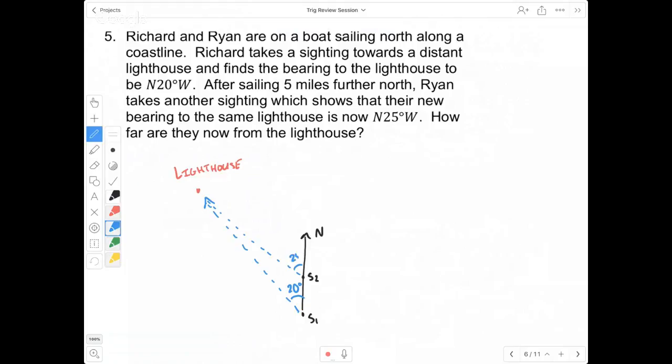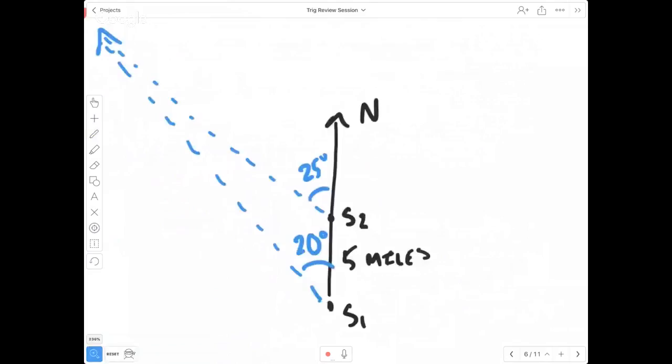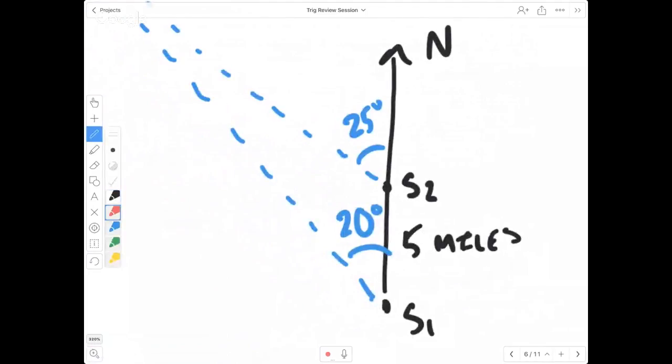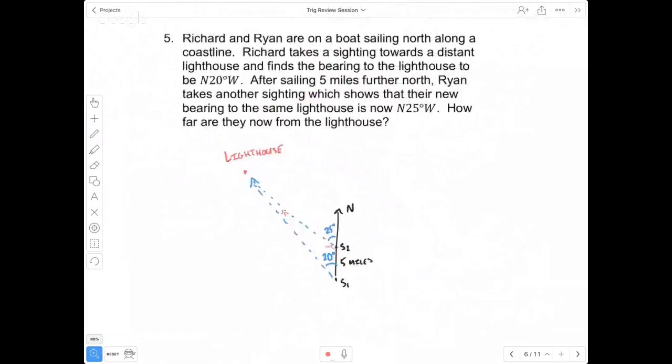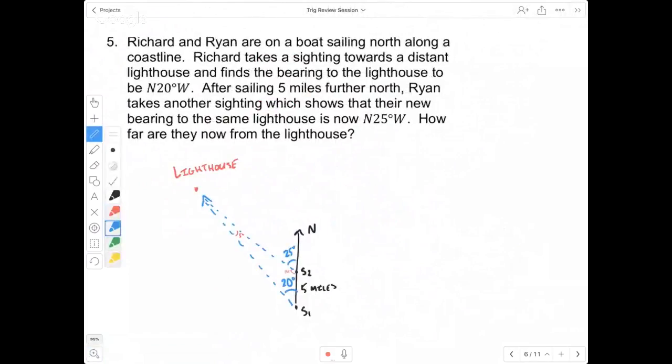And now this angle is 25 degrees, north 25 degrees west. How far are they now from the lighthouse? And this distance here was 5 miles. So zooming in on this diagram, I know that if that was 25 degrees, then this angle here is 155 degrees, leaving me over here with an angle of 5 degrees. And I want to know what this side is, x. How far are they now from the lighthouse?